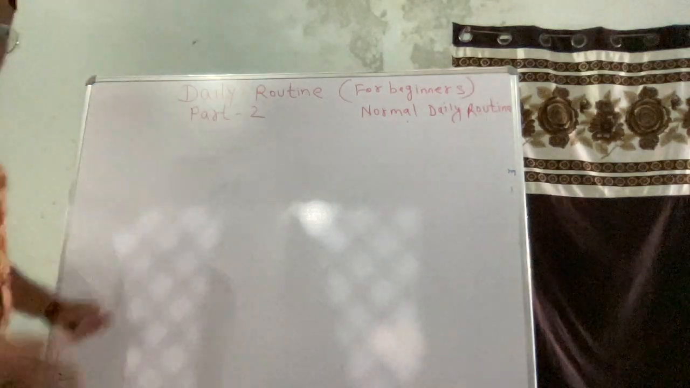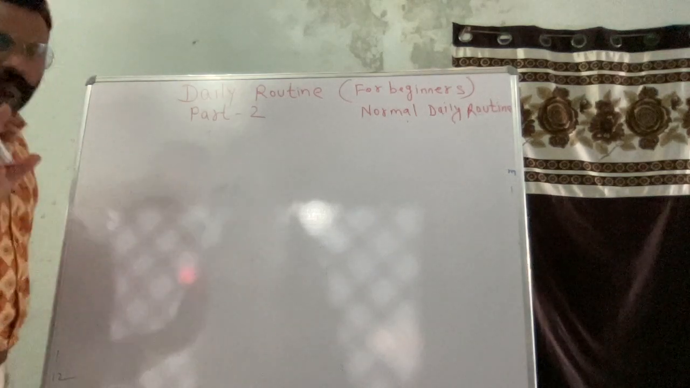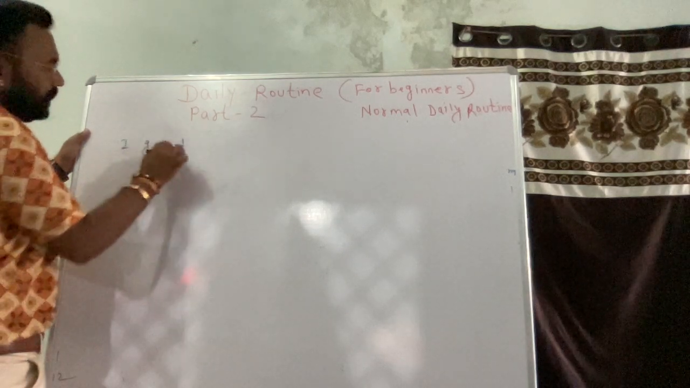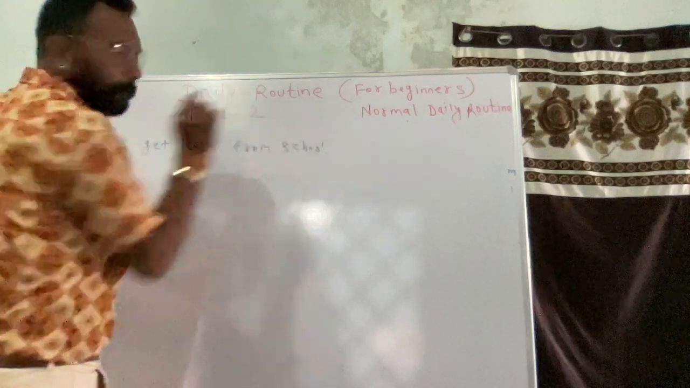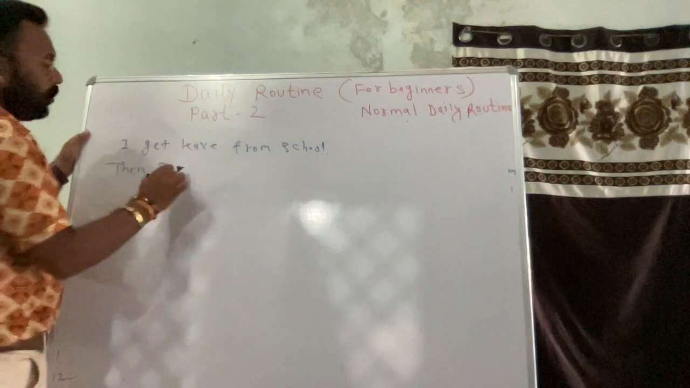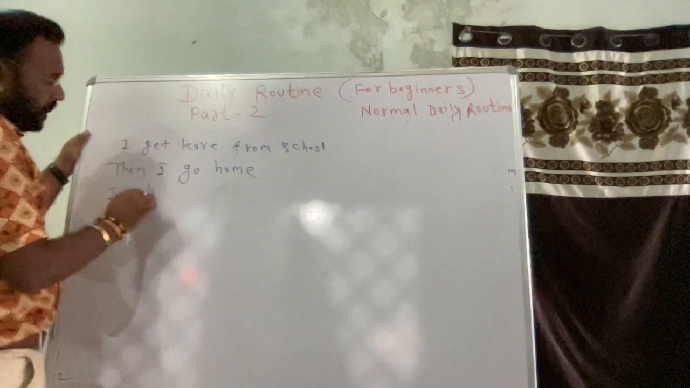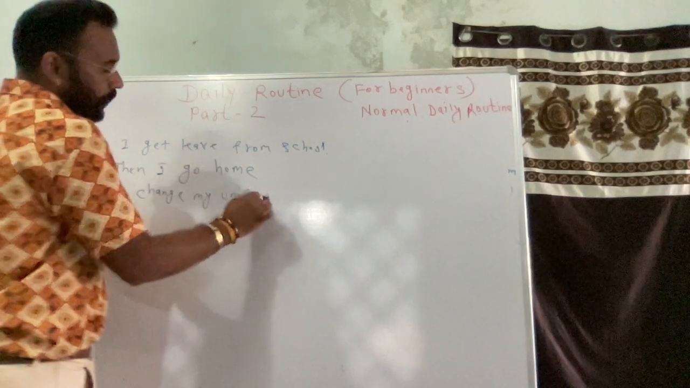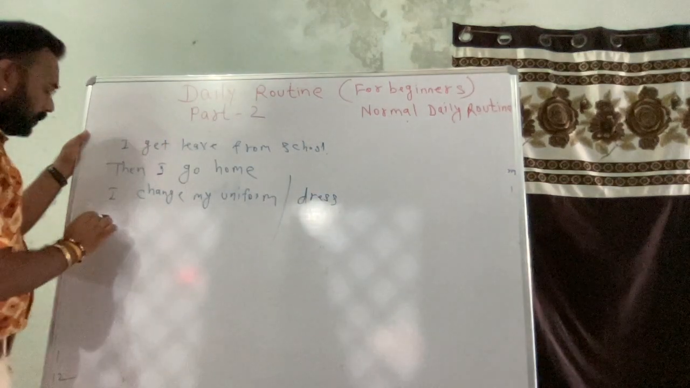Okay, so you just attend all the classes up to 1 o'clock or up to 4 o'clock and you leave your school. Okay, so here you can use I get leave from school. Alright, then I go home. Okay, I change my uniform, or you can use I change my dress. Alright, then I take rest.